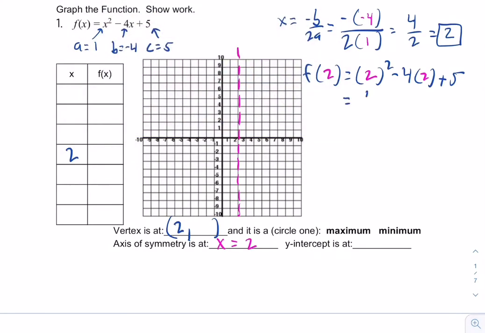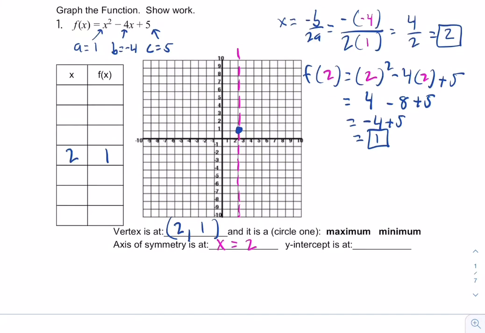So we get 2 squared, 4. -4 times 2, -8, plus 5. So we have -4 plus 5 is 1. So our y value is 1 for our vertex. So 2, 1 is our vertex. All right, so we got that.